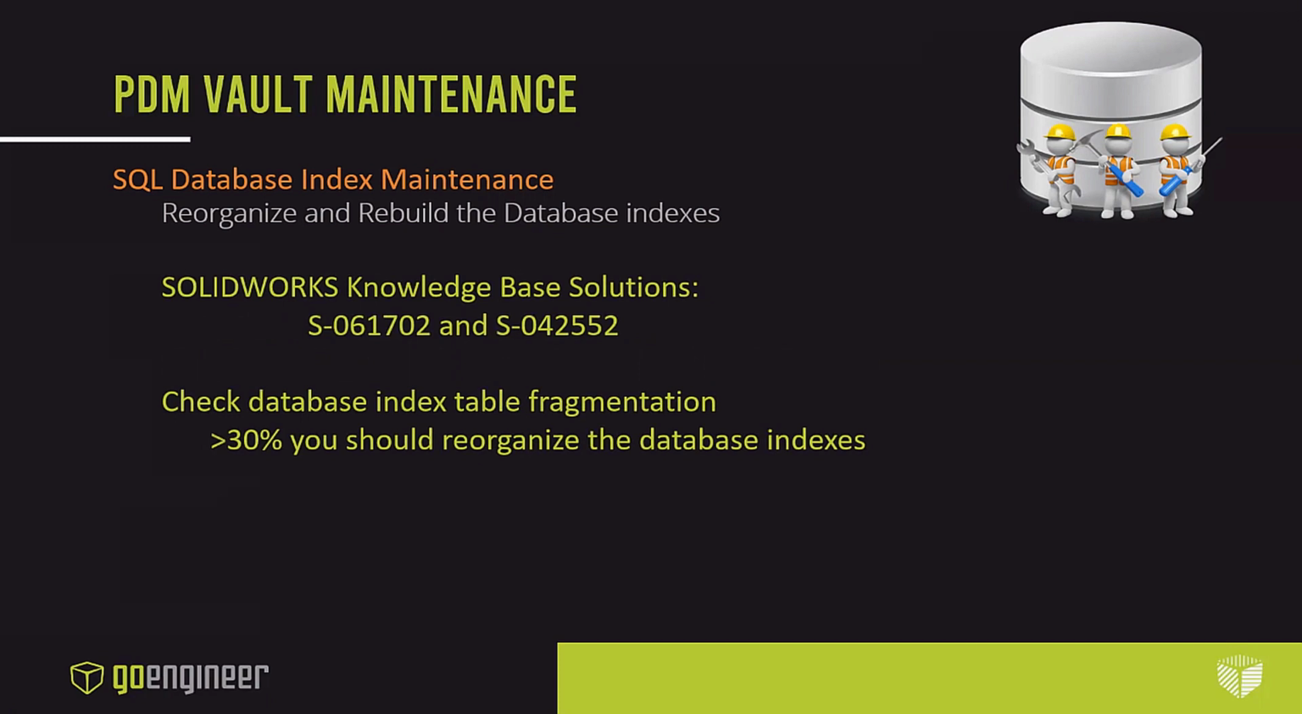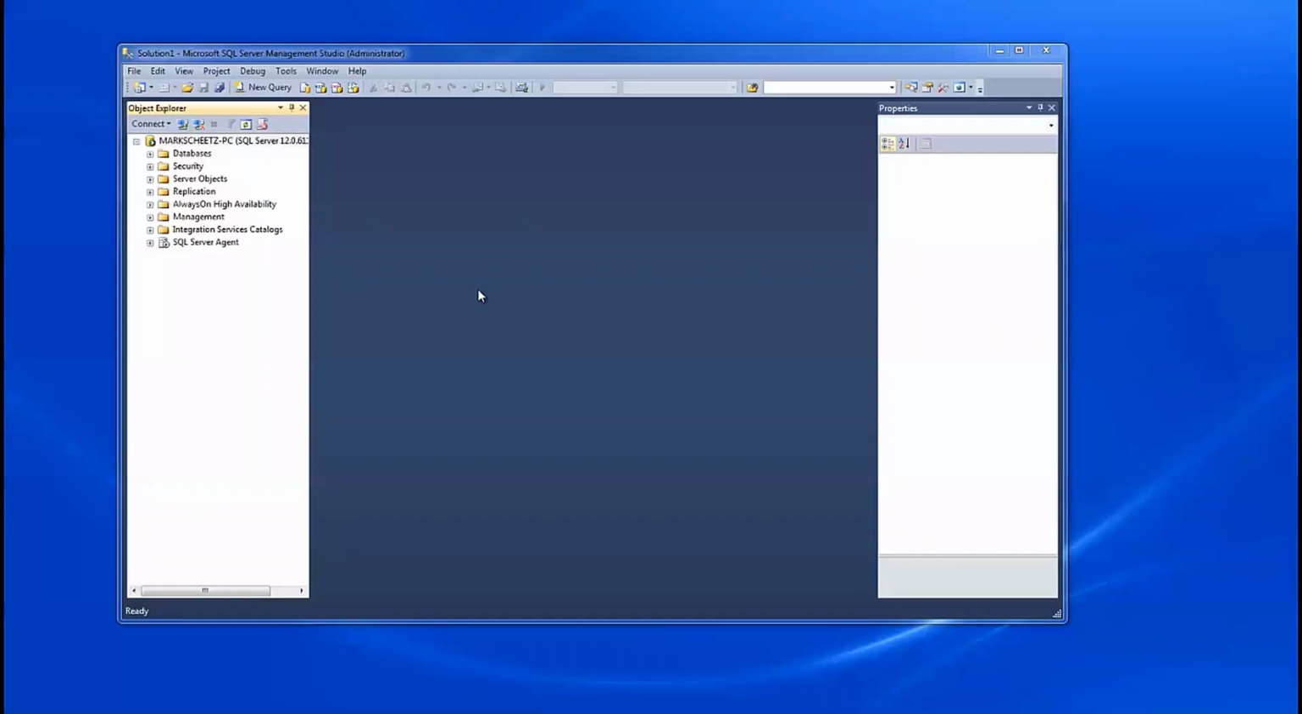If you want, you can look up in the SOLIDWORKS knowledge base under these solutions, S-061702 and S-042552. What I'm going to show here is actually documented in there. They also contain SQL queries that will let us know how much fragmentation we have and how to fix the fragmentation. Once you do check the fragmentation, if it's over 30%, you should run through a reorganize and rebuild of the database indexes. So let's go through an example.